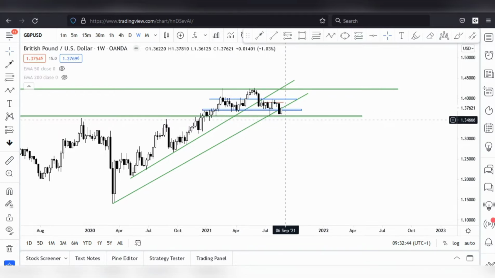Okay, initially I was expecting price to get all the way to this level, but maybe I drew it wrong, and that's why price never reached that level.